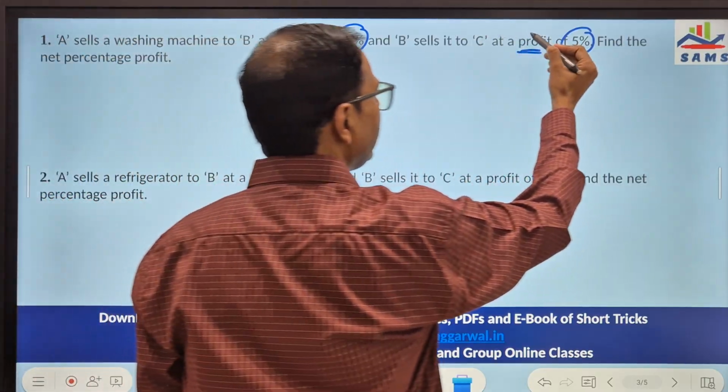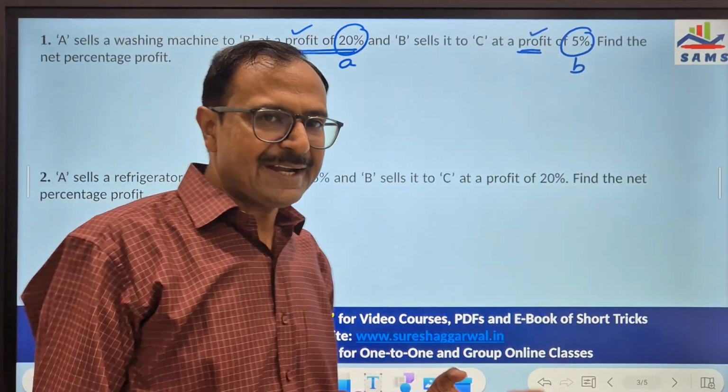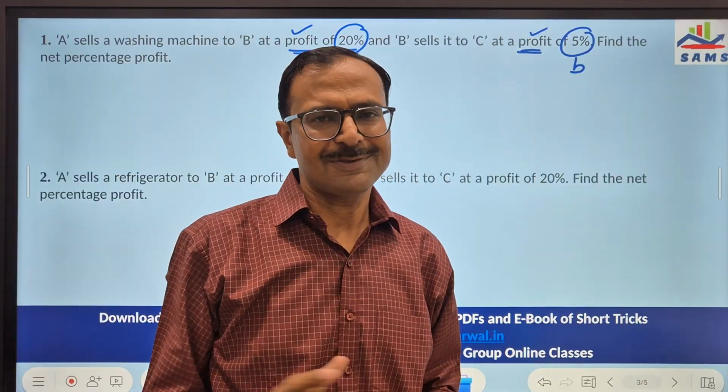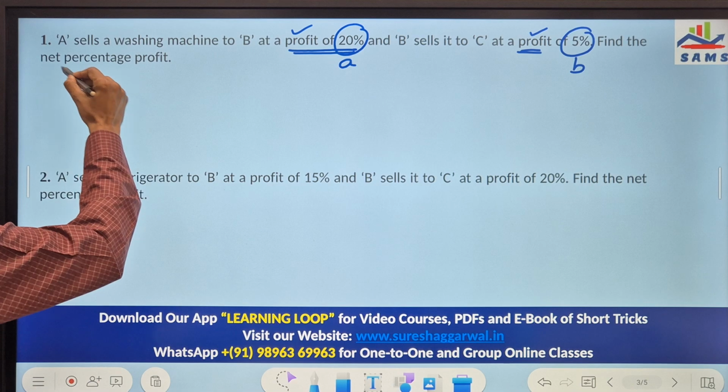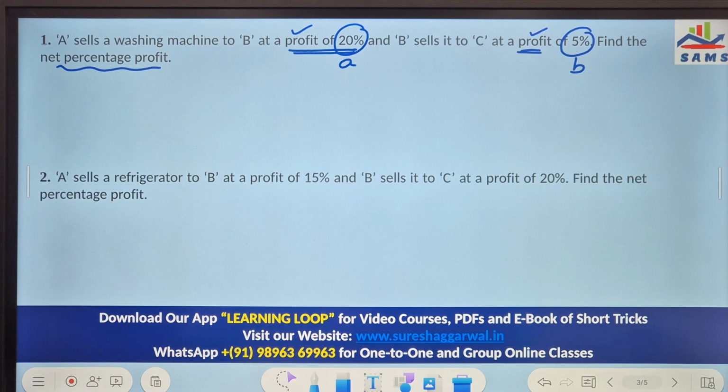That means we don't need to bother about the negative signs. Positive. So it has to be profit percent only. Find the net percentage profit.